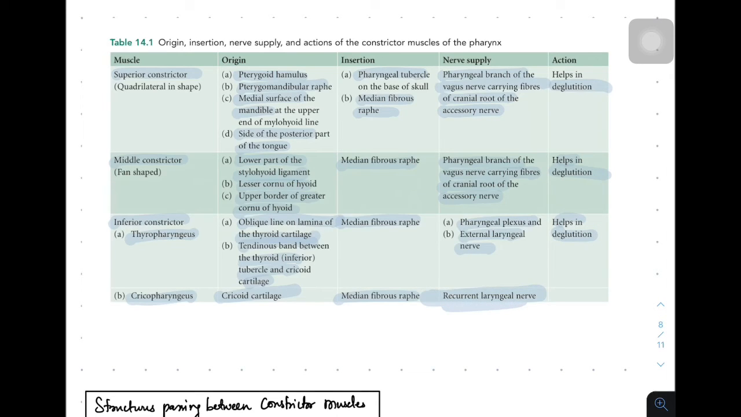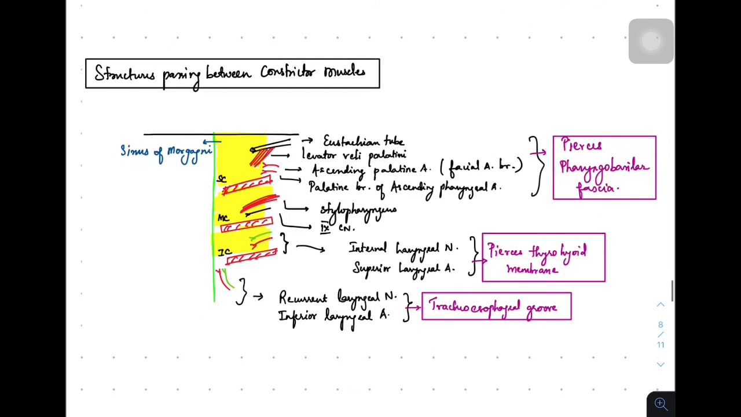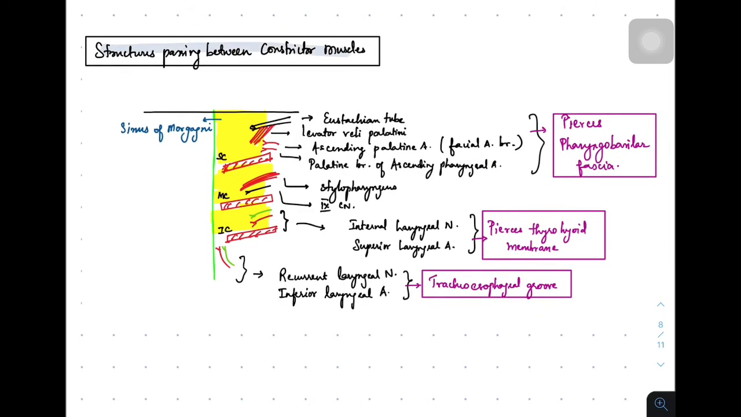Now we'll talk about a very important topic, which is the structures passing in between the constrictor muscles. As I told earlier, these constrictor muscles are arranged in a cupped fashion, like one cup over the other. So there is a pocket of space in between each constrictor muscle. That space gives room for structures entering the pharynx from outside.